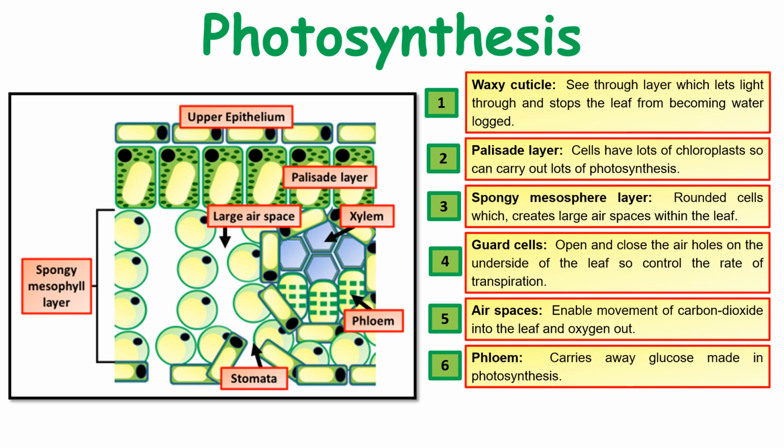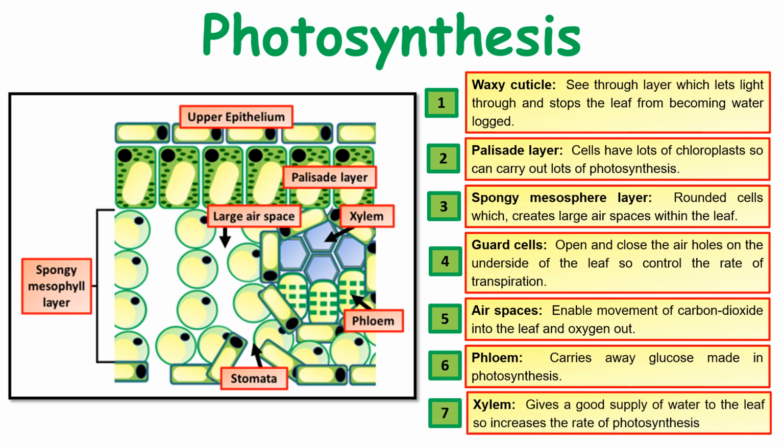Leaves have veins which comprise phloem and xylem. The phloem carry away the glucose, which is made in photosynthesis, and the xylem carry water up from the roots to the leaves, so the water can then enter the palisade cells and be used in photosynthesis.